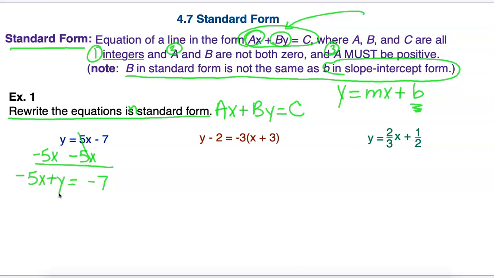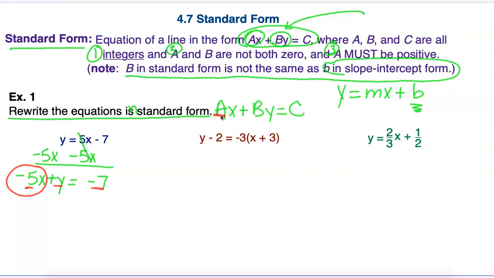When I look at all the rules that had to happen, one thing it said is that we had to have all integers, and we do. Negative 5, this would be like 1, and then negative 7, so they are all integers. We have both our x and y, so a and b are both available, and a must be positive. The only thing we need to fix is this, because our a value is a negative.